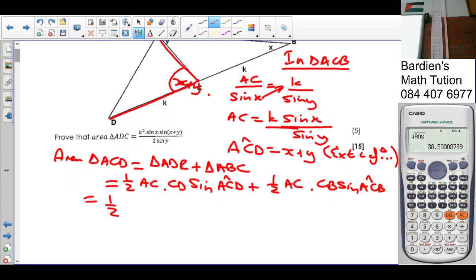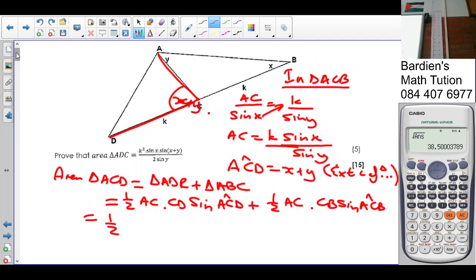What's the length of AC? The length of AC is K sine X over sine Y, times CD, which is K sine of angle X plus Y. Okay, I'm almost sure that the memo has an easier explanation, but let's first do this.